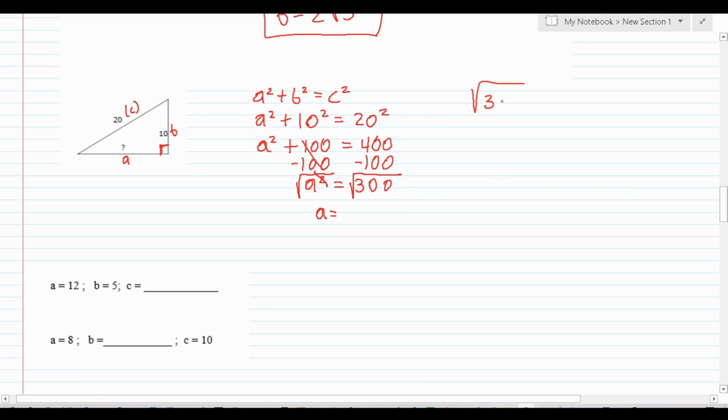So off to the side, let's think about what we're going to do with this to put it in simplest terms. Well, we can break 300 down to be the square root of 100 times 3. And as I did in the previous example, we can break this down to be the square root of 100 times the square root of 3. I know the square root of 100 is 10, and then we can't simplify the square root of 3. So this becomes 10 times the square root of 3. And just like that, we found the length of a.